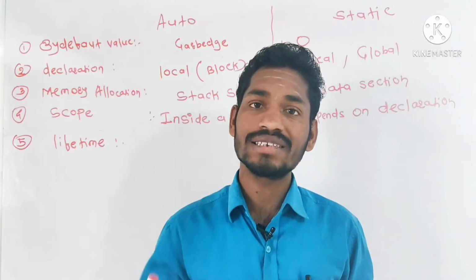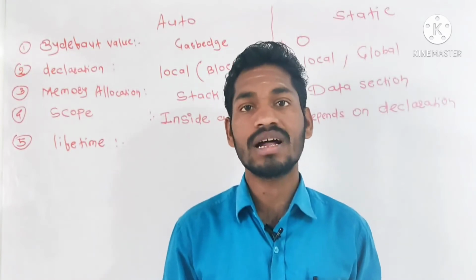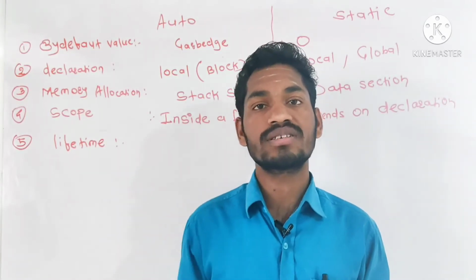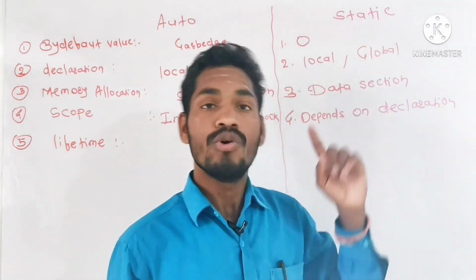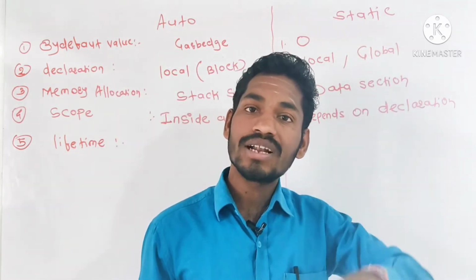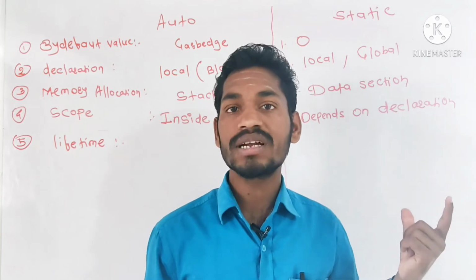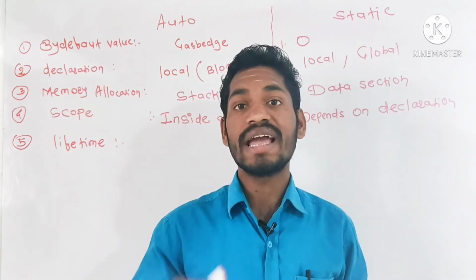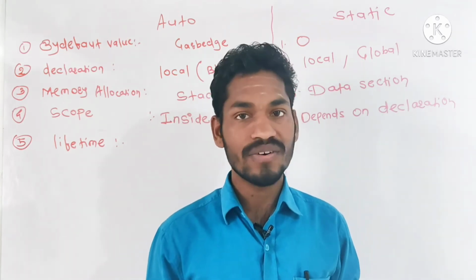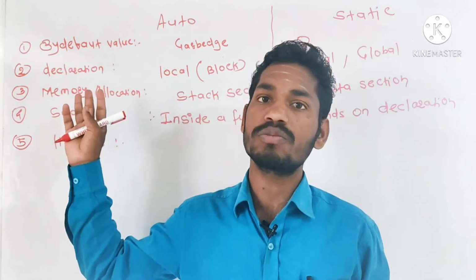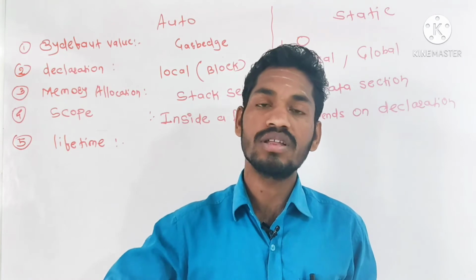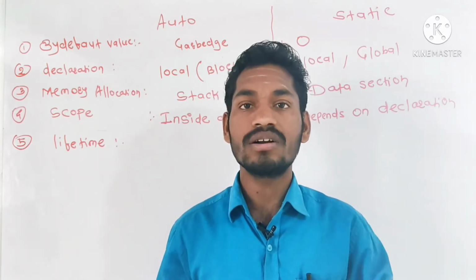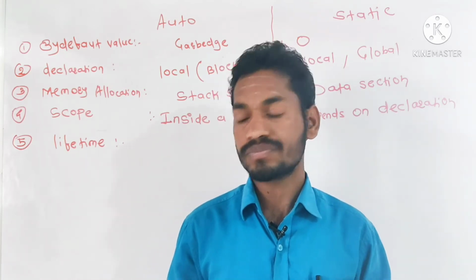When control enters inside a function, the life of auto variable will start. When control goes outside of the function, the life of auto variable will end. But in case of the static variable, when control enters inside a function the first time, the life of that static variable will start and last till the execution of the whole program, not only the function. But in case of the auto variable, the life starts when the control enters inside a function, and ends when control goes outside the function.